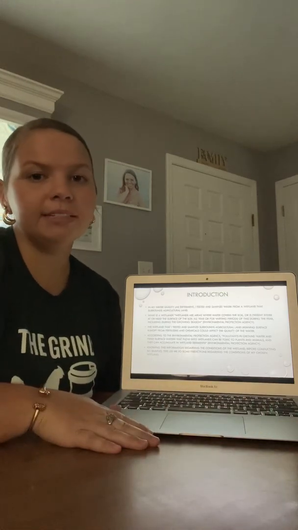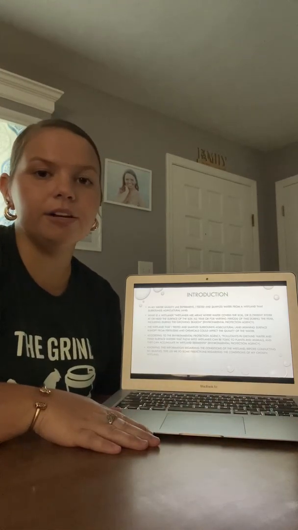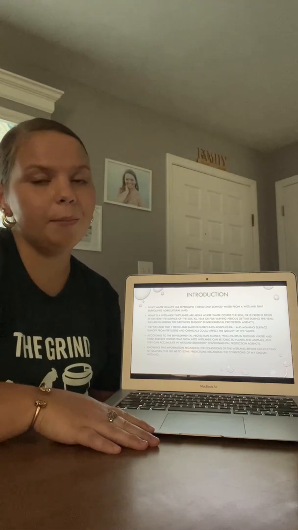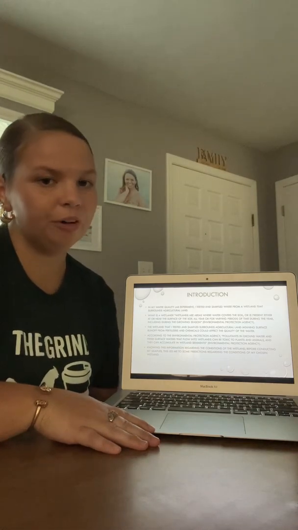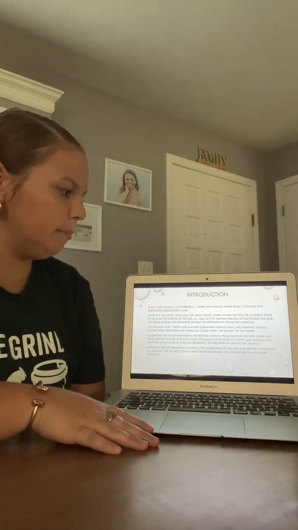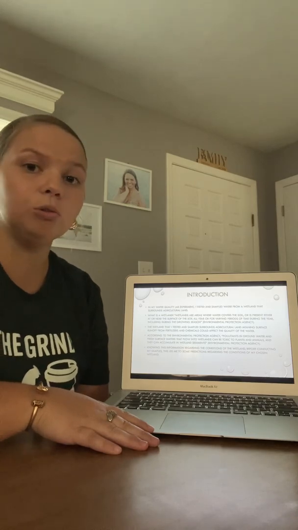To start off my presentation, I want to give a brief introduction about what the water quality lab experiment was about and about my wetland that I tested the water from. So in my water quality lab experiment, I tested and sampled water from a wetland that surrounds agricultural land.